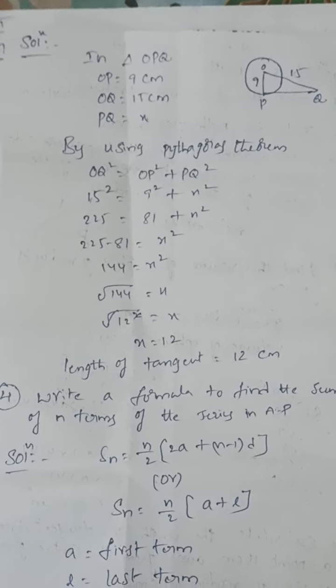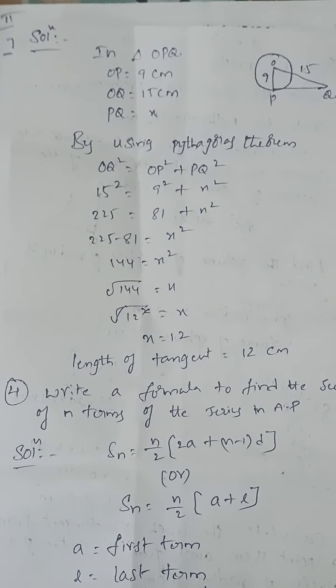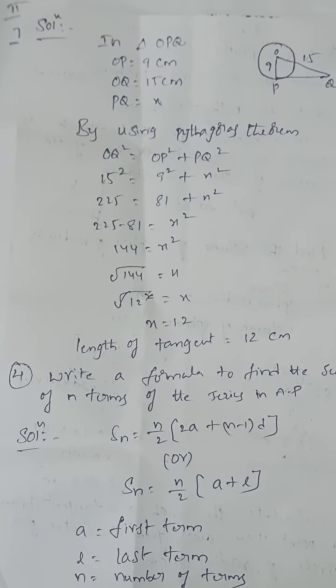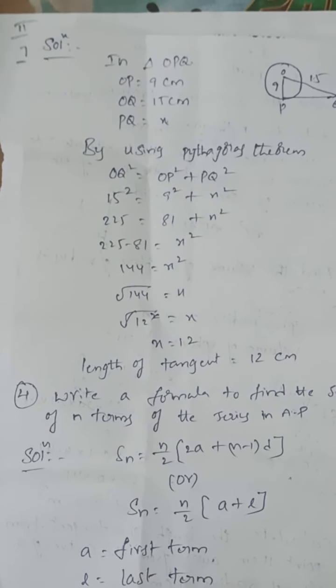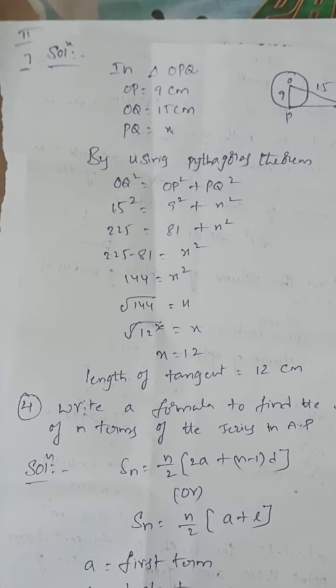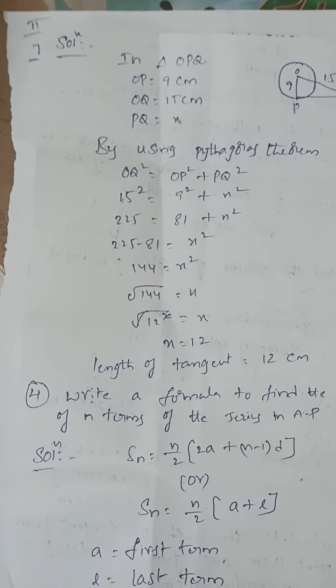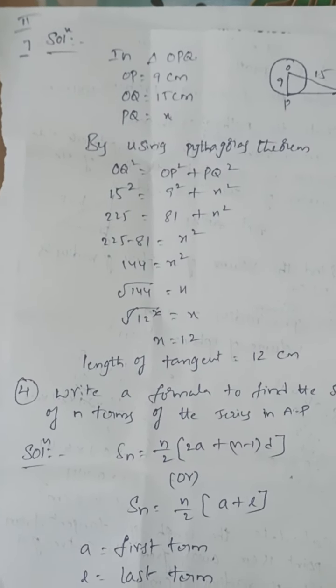So OQ square is equal to OP square plus PQ square. So 15 square is equal to 9 square plus x square. 15 square 225 is equal to 81 plus x square. So plus 81 come to left side, minus 225 minus 81 is equal 144 is equal to x square. So here 144 you can write as 12 square. Square root cancel, that is 12. X is equal to 12. The length of the tangent is 12 centimeter.